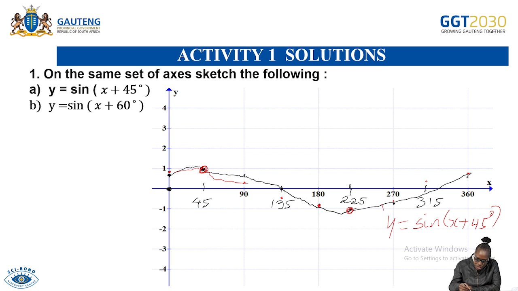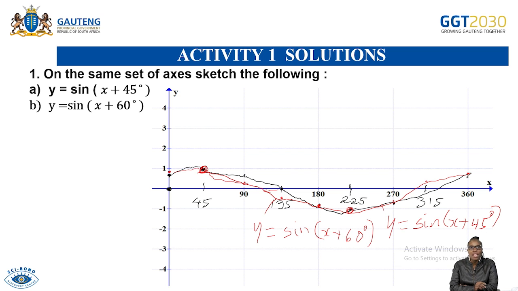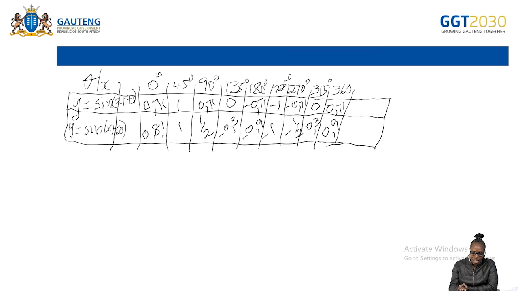There's a slight shift between 45 and 60. The graph is shifting just a little bit, as you can see there. It's shifting 15 units to the left. The red one is the one of y equal to sin(x + 60). You can see how the shift is affecting the graph. It's shifting to the left when I say plus.